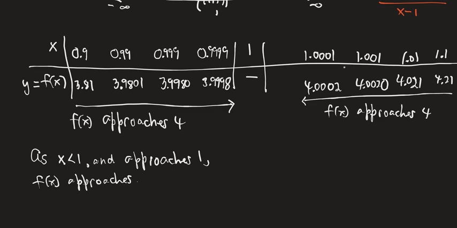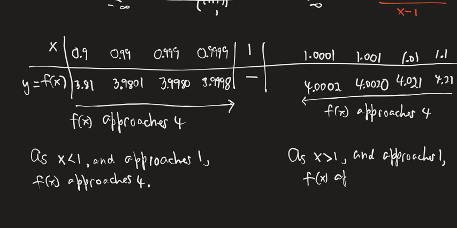And then similarly here, on this side, we could say, as x is greater than 1 and approaches 1, f of x approaches 4. Gotta watch my grammar. F of x approaches 4, right?